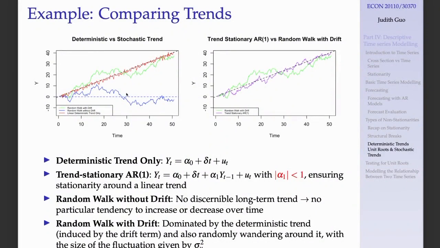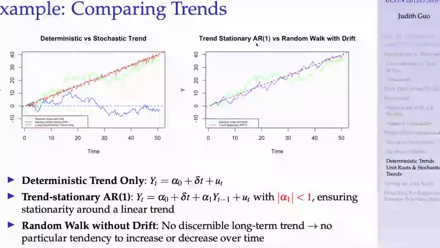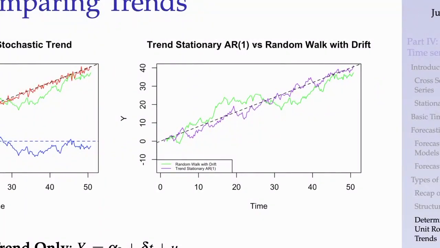And we can also see that on the right-hand side, we have a trend stationary AR(1) versus a random walk with drift. Remember, random walk with drift is not stationary around the trend, whereas the trend stationary AR(1) is stationary around the trend. And we can see that the purple line, which is the trend stationary AR(1), reverts back to the upward trend more often compared to the random walk with drift.